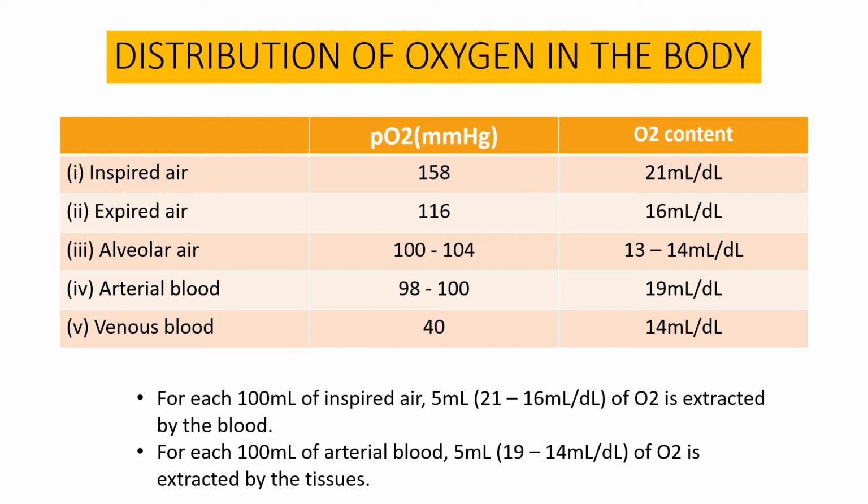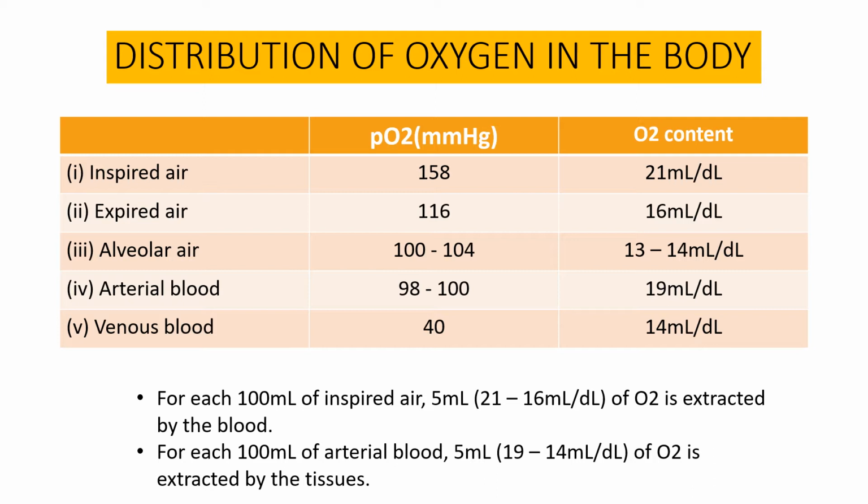Now coming to the arterial and venous blood. In the arterial blood, you can see the partial pressure of oxygen is about 98 to 100 mmHg, while the oxygen content is 19 ml per deciliter. In the venous blood, the partial pressure is 40, which leads to about 14 ml per deciliter of oxygen.